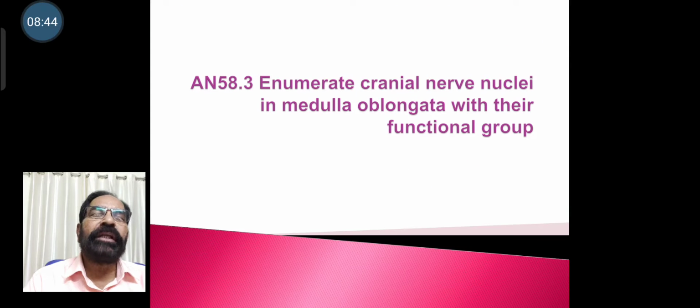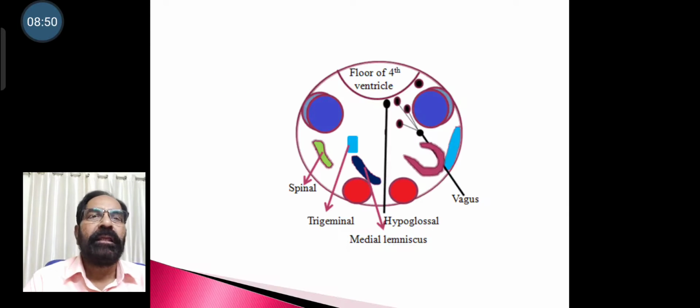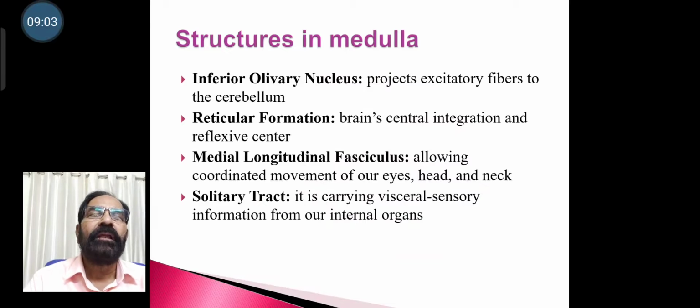Then we go on to enumerate the cranial nerve nuclei in the medulla and their functional group. So in the picture we can see the different nuclei and the tracts. This is a picture seen in the medulla at the level of the inferior olivary nucleus. So structures in the medulla which we see, one is the inferior olivary nucleus, whose fibers project to the cerebellum.